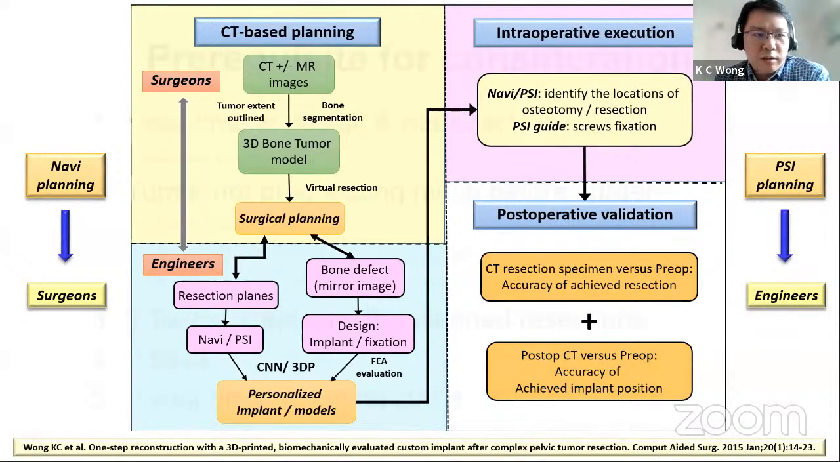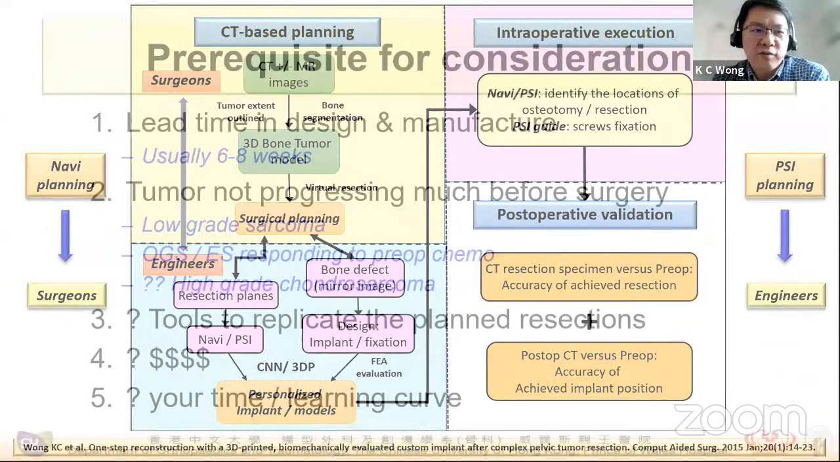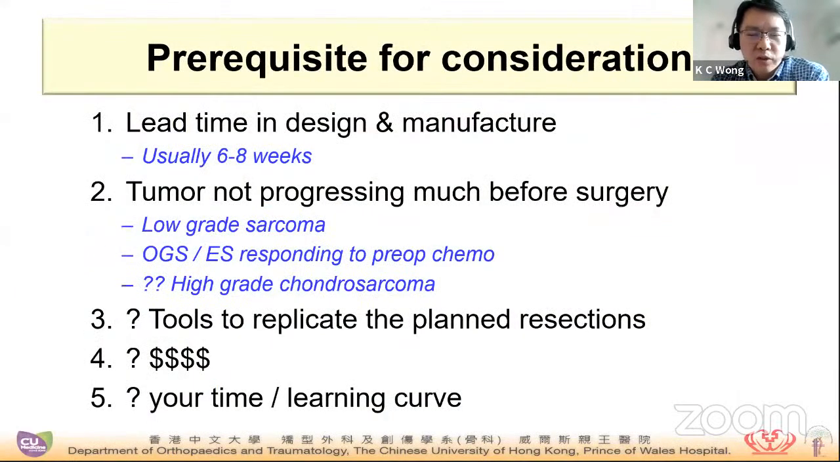So having said that, custom implant is very good, but there are still some considerations, because different centers have different facilities, and different patients vary in their biology and their response to chemotherapy. The bone defect is also different. But there are some general prerequisites for consideration.